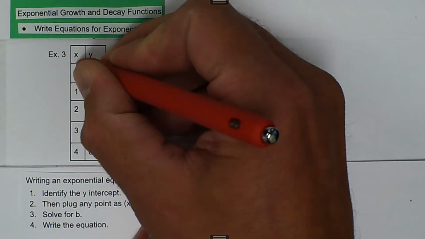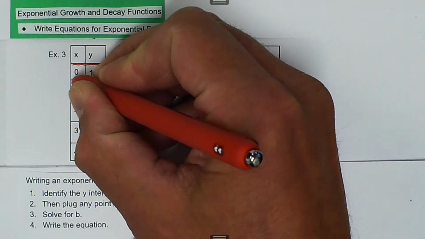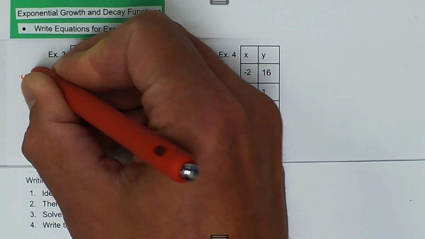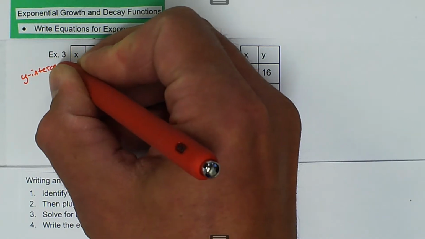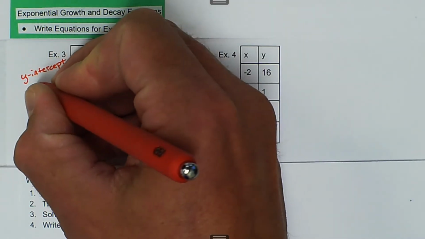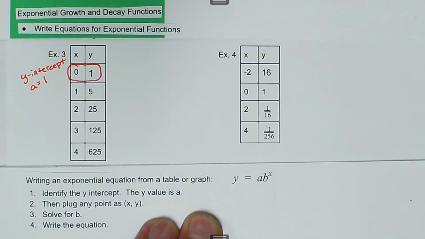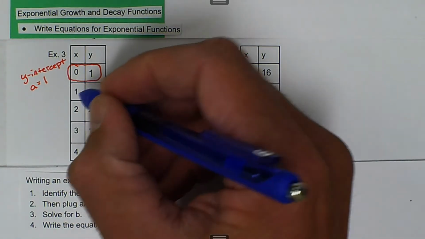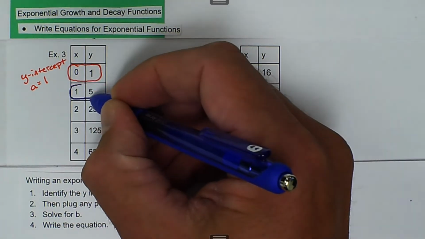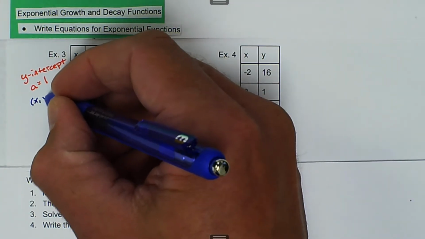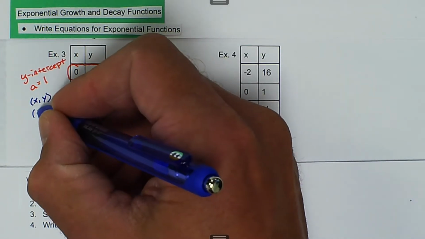So in this case, our y-intercept is where the x value is 0. So that's our y-intercept. So in this case, a is equal to 1. And the next thing says, then plug any point xy in, so any point we want. And I'm going to pick the easiest exponent to deal with, which in this case is x is 1. So we get an xy coordinate, and we're going to pick 1, 5.